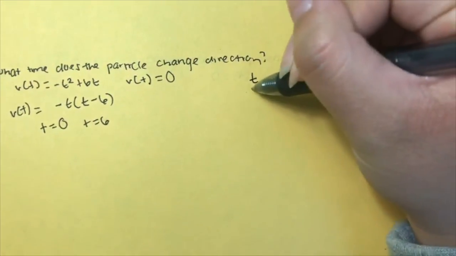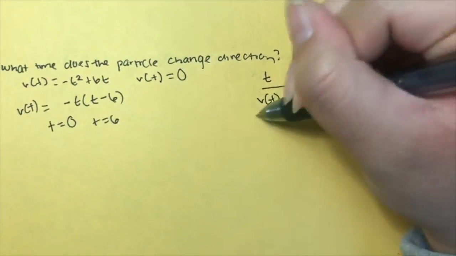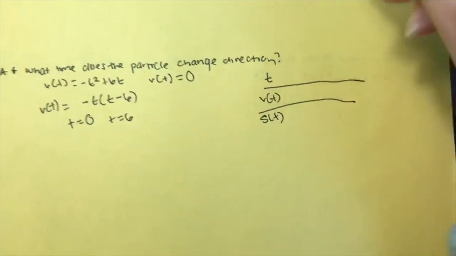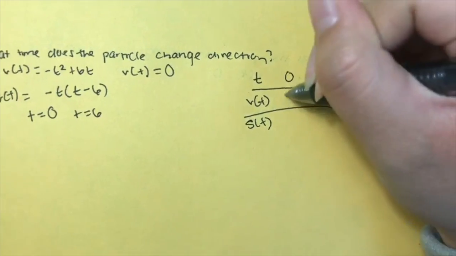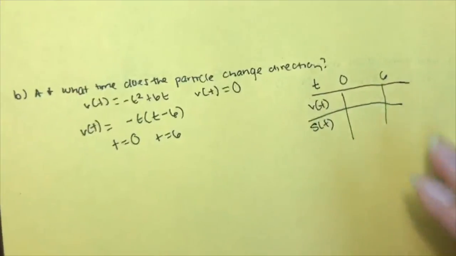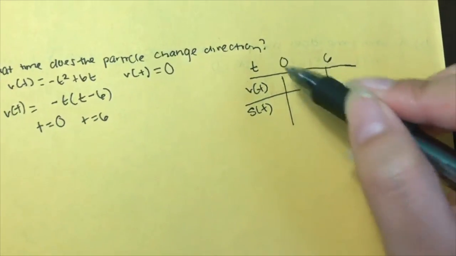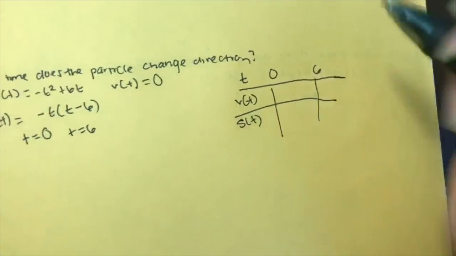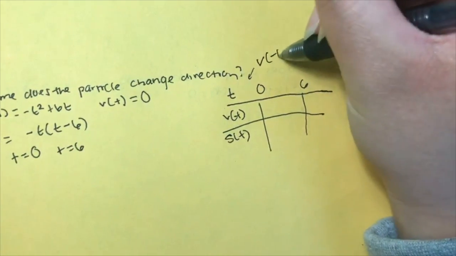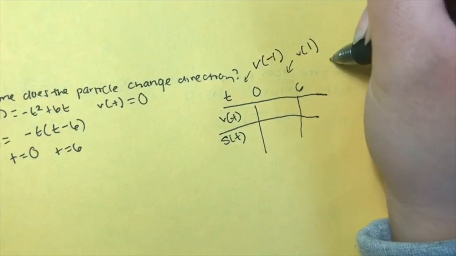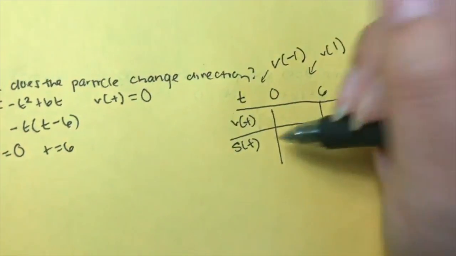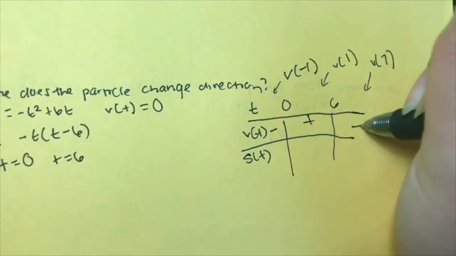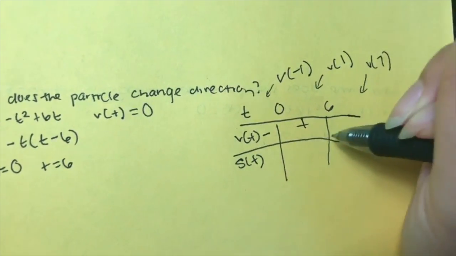And for here, you have to make a chart on the side. So you start off with time, velocity, and position. So your two zeros are 0 and 6, so you put them in order, 0, 6. For here, you have to plug in numbers in between. So like right here, I would plug in t equals negative 1 to make it easy. This one would be 1, this one 7. And when you plug that in, you get negative, positive, negative.